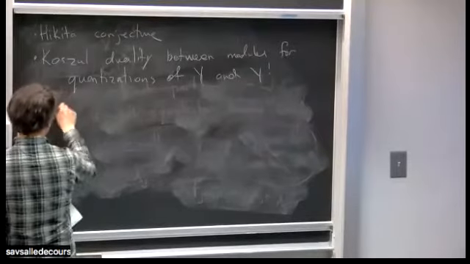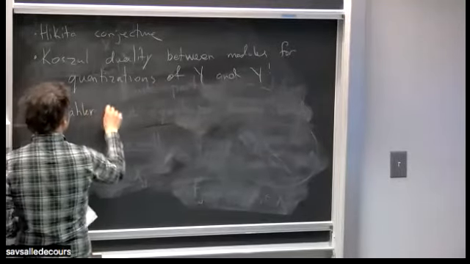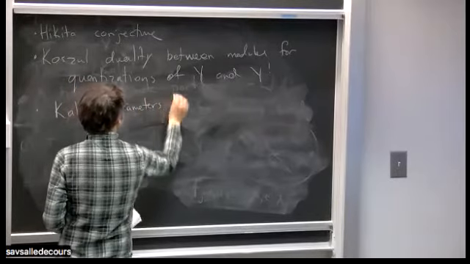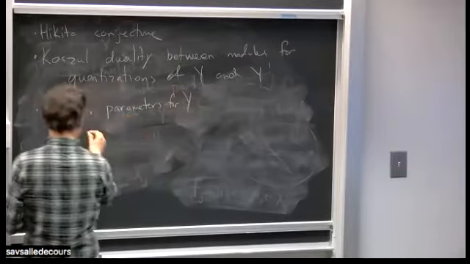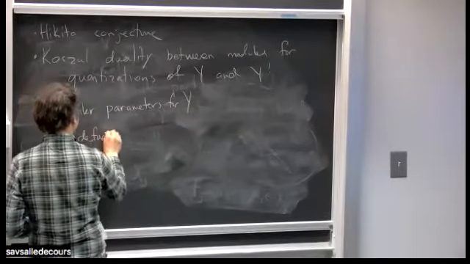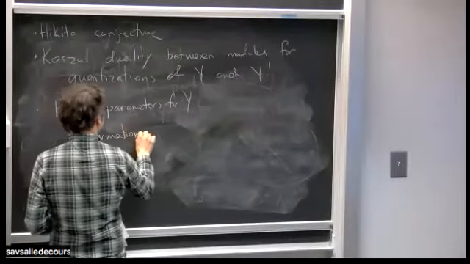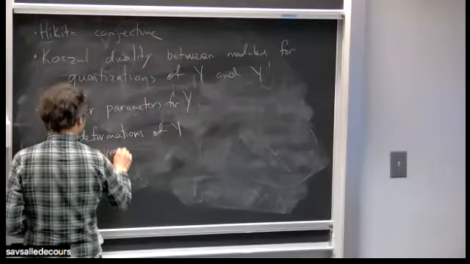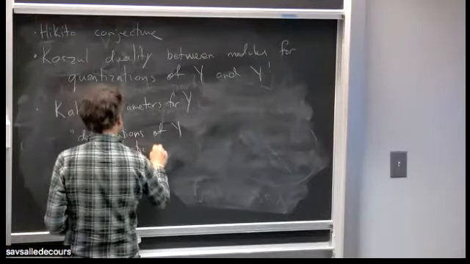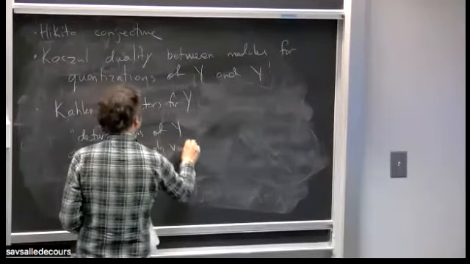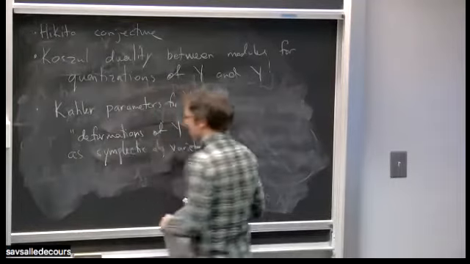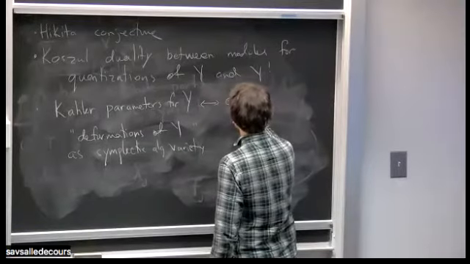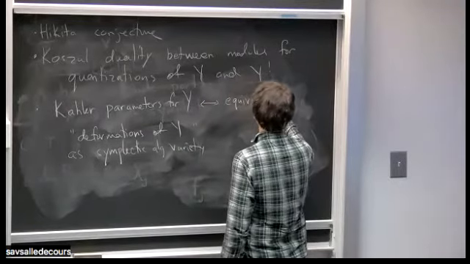There's a matching of what's called scalar parameters for Y. This is the space of deformations of Y as a symplectic algebraic variety. These scalar parameters, the space of deformations, match equivariant parameters for the dual guy.